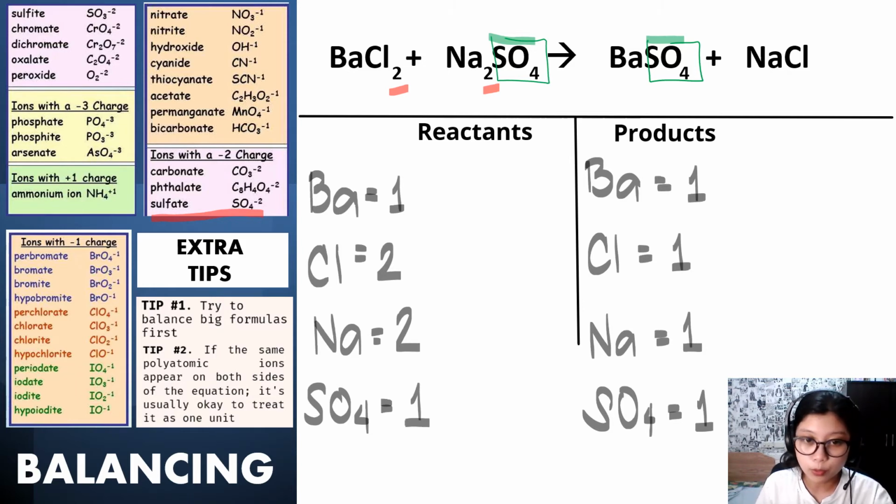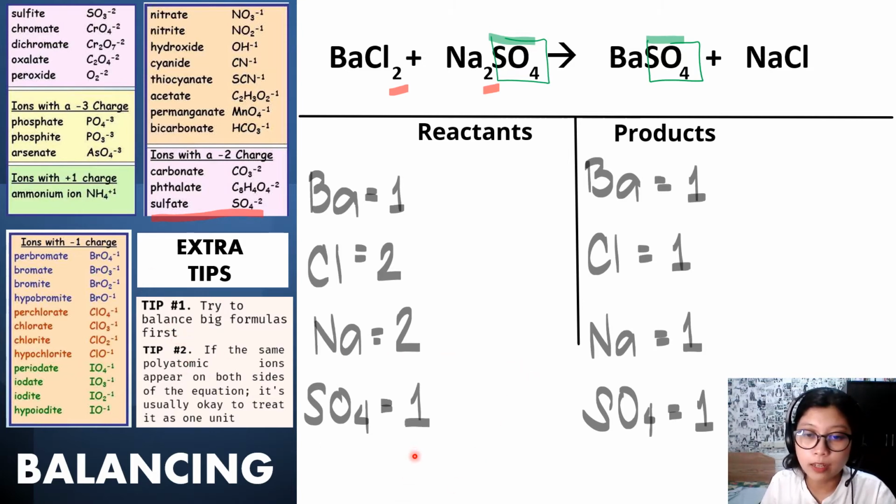Now, talking about tip number 2, since we have polyatomic ions, the SO4 polyatomic ion should be our priority when balancing. However, SO4 is already balanced. So what's the next step that we're going to do? We will look for the big formula. We will go back to tip number 1 because tip number 2 cannot be applied anymore, since SO4 is already balanced.